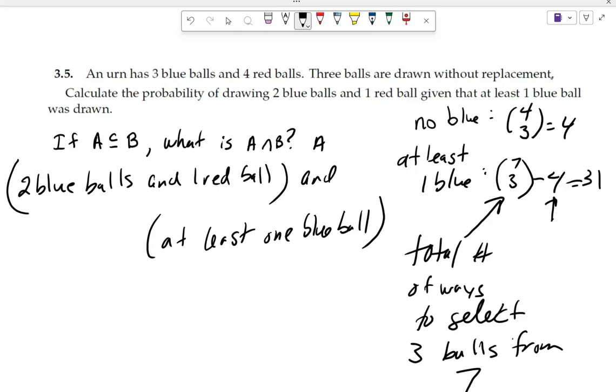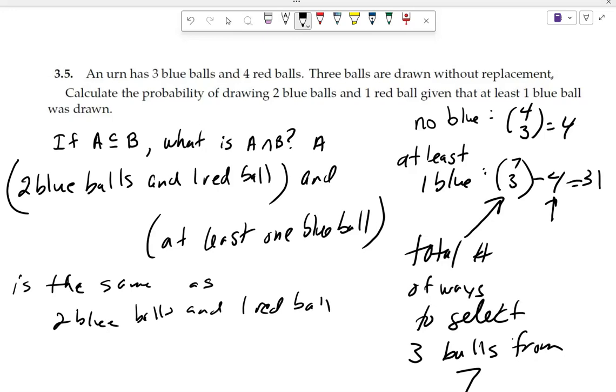So all I really need to do is count 2 blue balls and 1 red ball. We should be able to count that, right? How many balls total are we selecting? 3. We want 2 of the 3 to be blue. How many ways can you do that? Three choose 2. How many red balls do we want? 1. How many ways are we going to be able to do that? 4 choose 1, and then we'll multiply those, right?